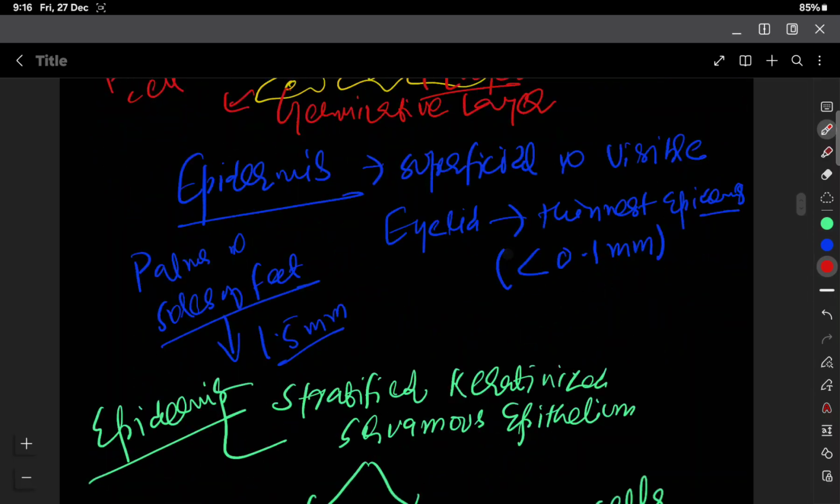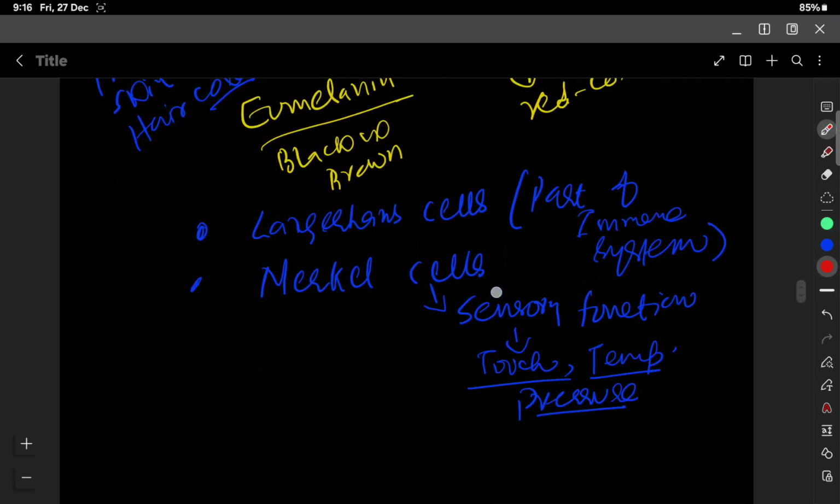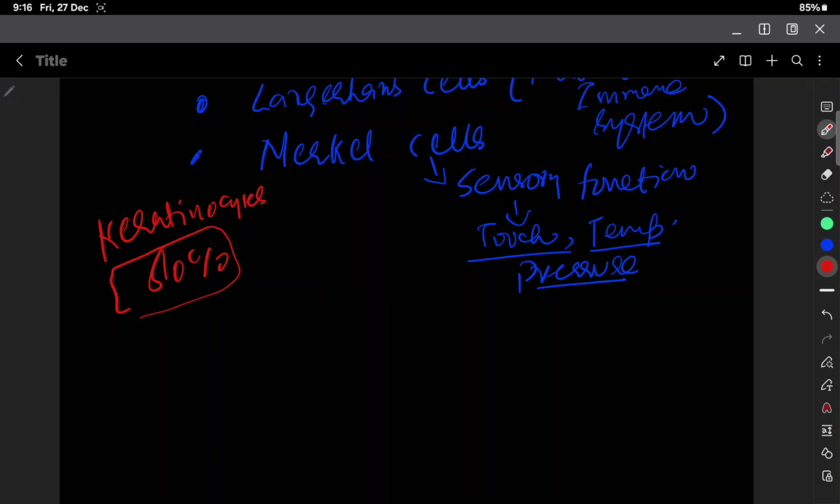Now we were talking mainly about the keratinocytes, because we discussed everything on the basis of keratinocytes. Almost 80% of the cells are keratinocytes. Now there is a process which is called keratinization.